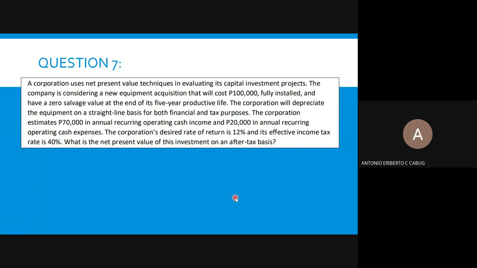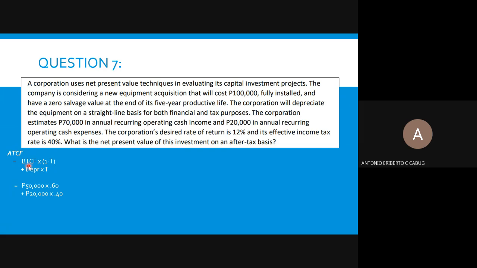Okay, meron kasing tax impact ito. So kailangan natin bantayan yung magiging after-tax cash flow. Although the BTCF is easy, 70 minus 20, this is only 50,000. Okay, take into account the fact that may depreciation tax shield kasi may tax, no? 100K divided by 5 is 20K times 40% tax rate, that's your depreciation tax shield.